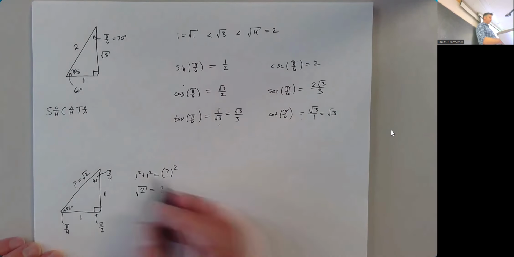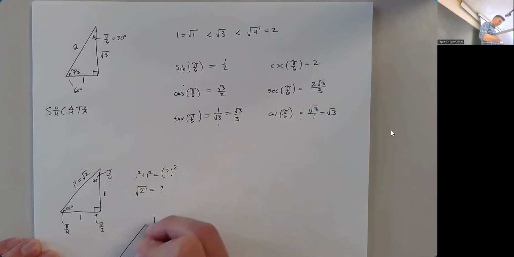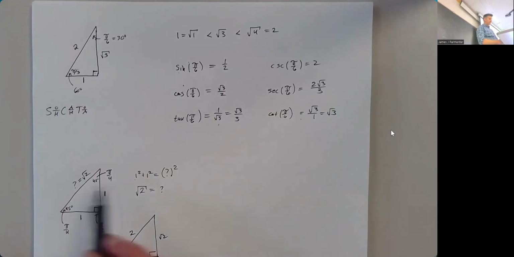Really, you could take any multiple of these sides. So some people like to do this and say instead they have a triangle that looks like this. They like to do their triangle as root 2, root 2, and 2. If you multiply all of these sides by the square root of 2, what's 1 times the square root of 2? And what's the square root of 2 times the square root of 2?